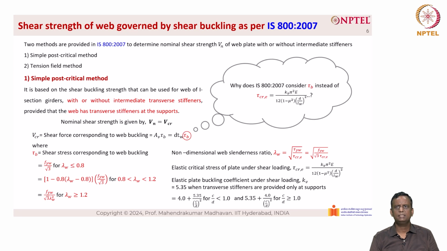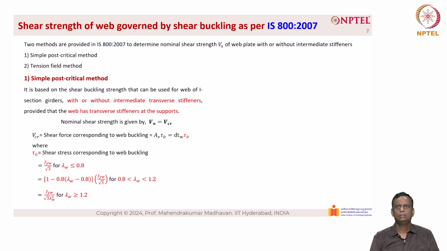Now, why does IS 800-2007 consider tau sub B instead of tau critical E? It is very natural to think that it is shear buckling, so you should consider only tau critical E rather than tau sub B. The tau critical E here is defined as Kv into pi square E divided by 12 into 1 minus mu square into D by Tw the whole square. Now, let us look at why that is the case. If you plot the shear stress versus the slenderness ratio of the web, you can see that you get a nice Euler curve, which is defined as tau critical.